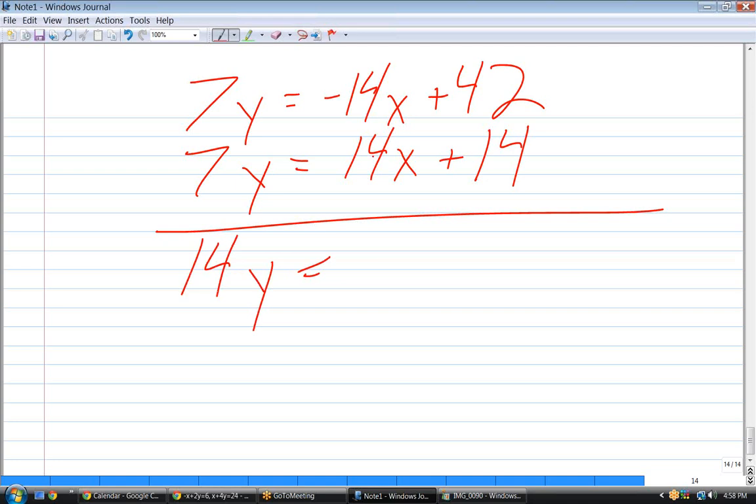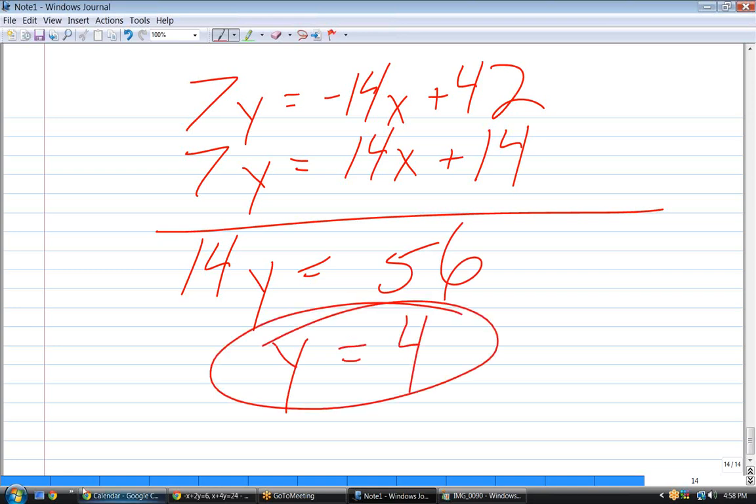14y equals, the x's disappear, and this becomes 56. Notice how easy the solution is to add them together. Immediately we get y equal 4. Now we can plug that back into either equation and solve for x. So elimination works great.